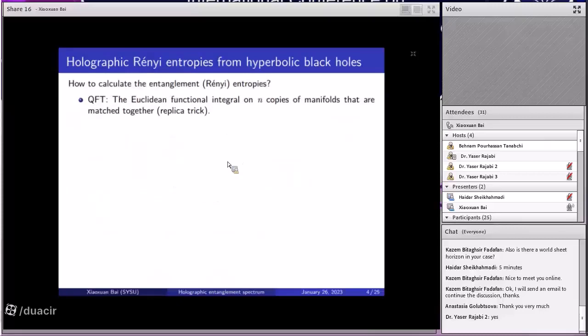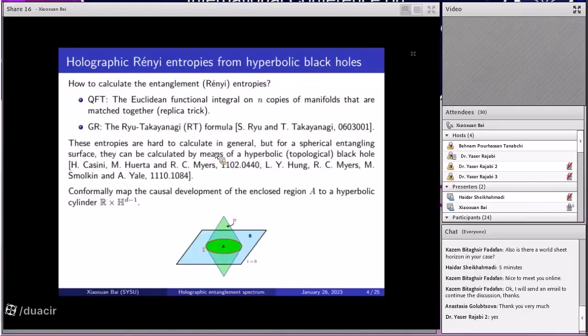In conformal field theory, we can consider a Euclidean path integral on copies of manifolds that are glued together. It's the so-called replica trick. Then in general relativity, we have the Ryu-Takayanagi formula, which connects the entanglement entropy with the extremal surface in bulk gravity. So these entropies are not easy to calculate in general, but for a spherical entangling surface, they can be calculated by means of a hyperbolic black hole.